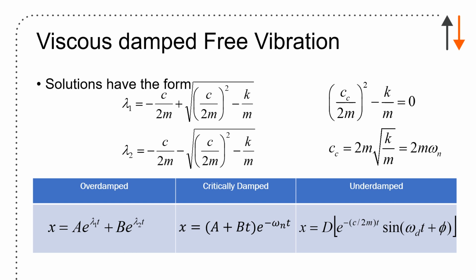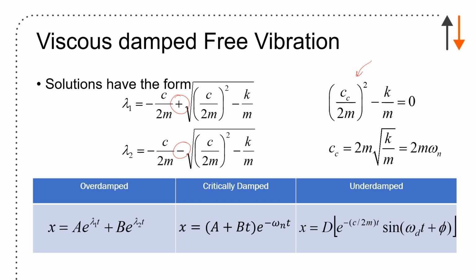Solutions have the form of lambda 1 equals minus c over 2m plus the square root of (c over 2m) squared minus k over m, and lambda 2 equals minus c over 2m minus the square root of (c over 2m) squared minus k over m. The difference is the plus and minus right here, there and there, that's the only difference. The term underneath the square root is really important. (c critical over 2m) squared minus k over m equals 0 is critical damping.